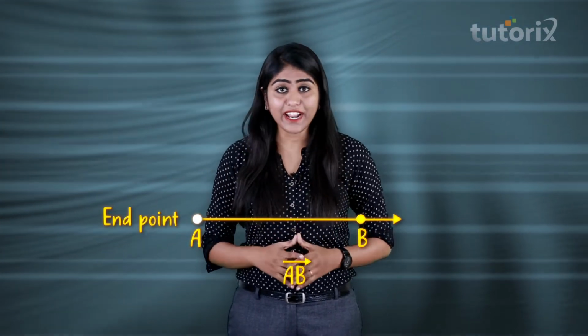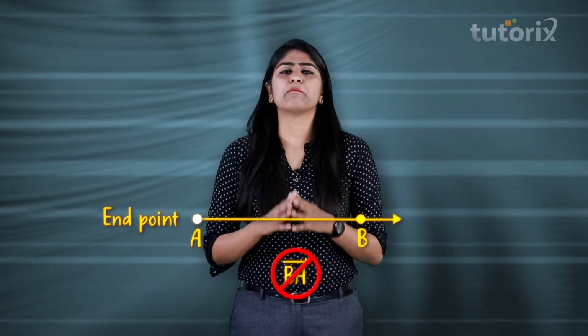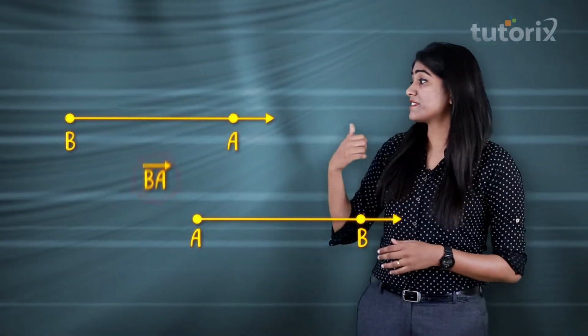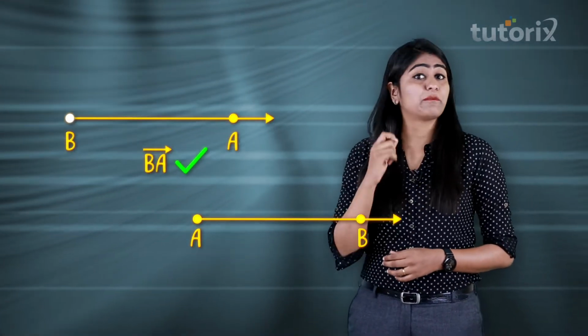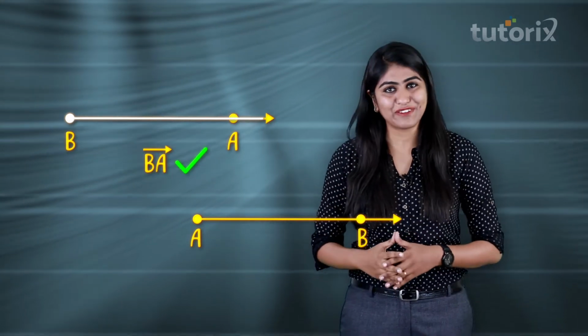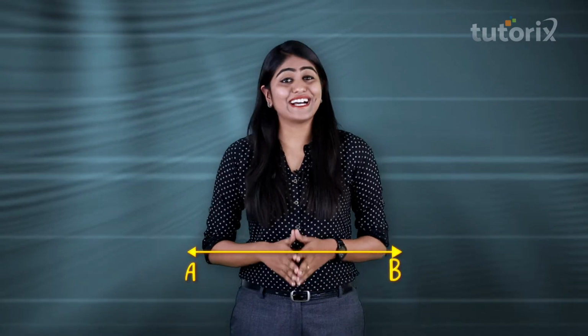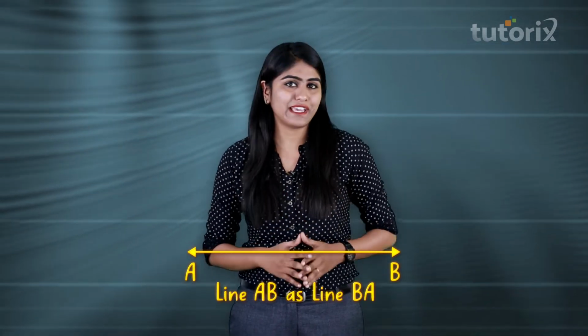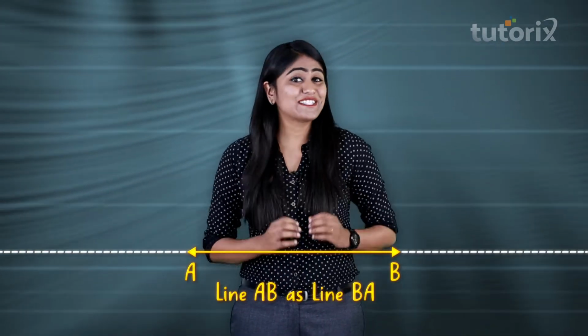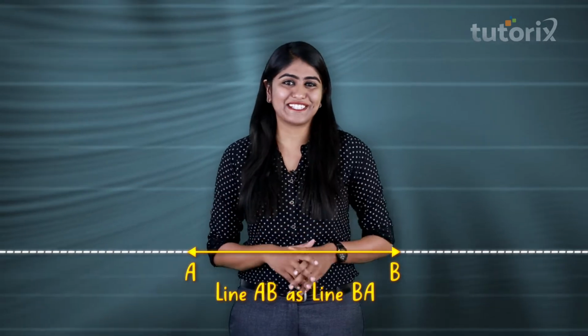Hence, we cannot write it as ray BA because ray BA represents a ray which begins from point B and goes to infinity crossing A. However, we can write a line AB as line BA because it extends to infinity in both directions.